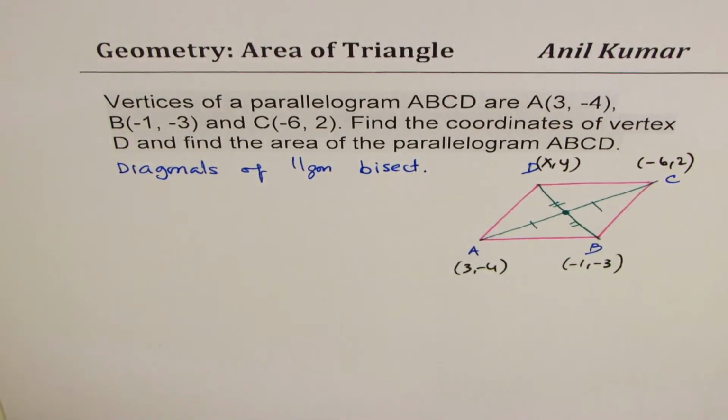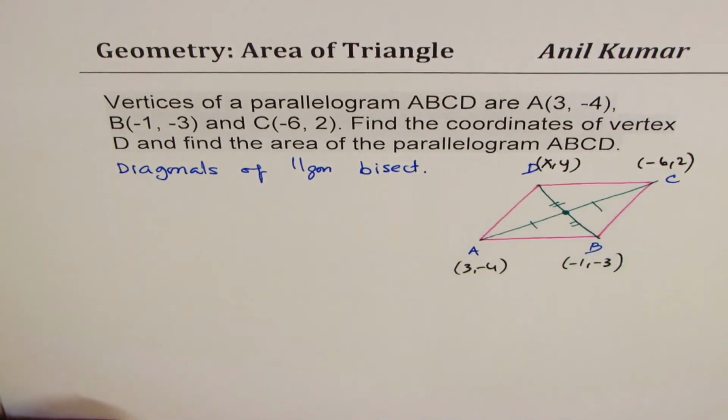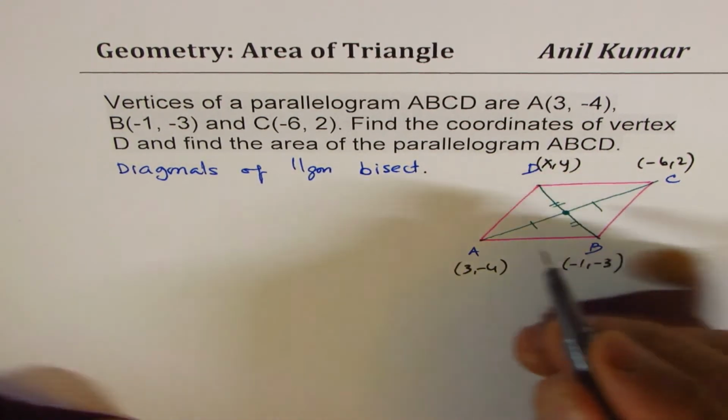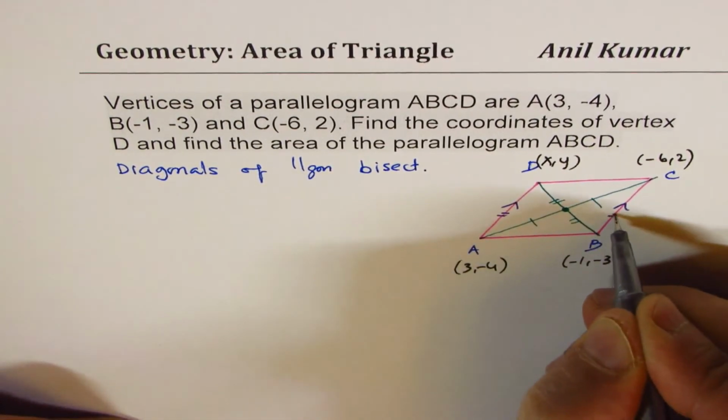That is very important, right? So this is the concept. Use this concept to find D, right? However, I use a very different method, which I'll share with you now. Since we know these are parallel and they're also equal, is it okay?